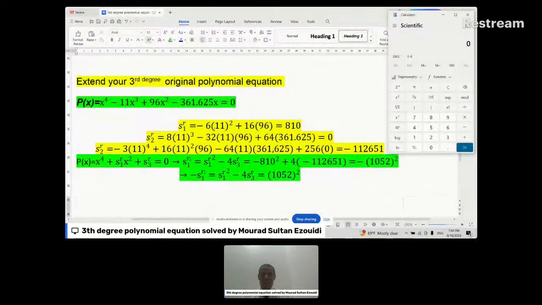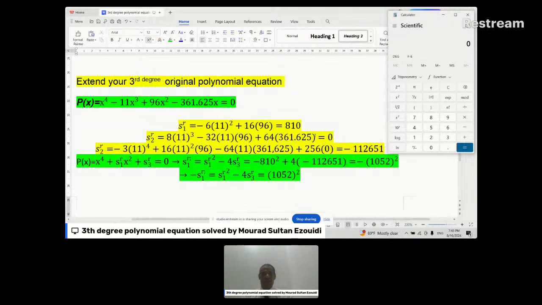We have negative 6 times 11 squared, which is 1 to 1 clear, plus 16 times 96. You can pronounce it in any way, whatsoever. The same important quantity has to be equal to 810. This is the main point. So however you pronounce these two-digit numbers, you should find 810. Now we continue.